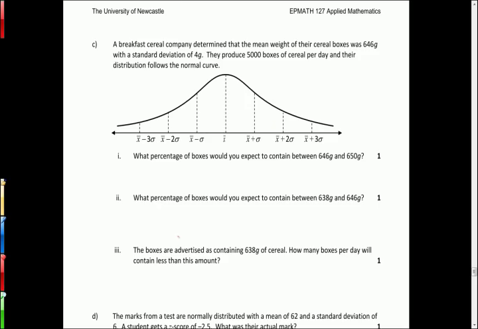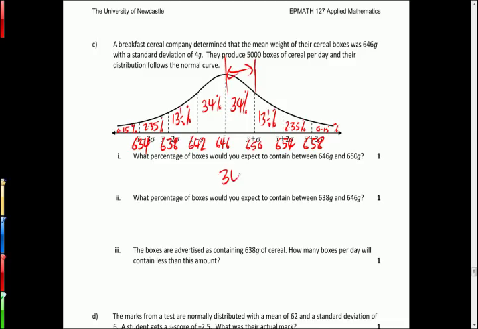A breakfast cereal company determined that the mean weight of their cereal boxes was 646 grams. The mean was 646, with a standard deviation of 4. So I'm jumping up by 4s and down by 4s. 650, 654, 658, 642, 638, 634. And the percents here, not given to us, but I know those unique numbers. There's 34. Now the lecture notes, we've got a 13.5%, 13.5%, a 2.35%, 2.35%, and a 0.15%, 0.15%.